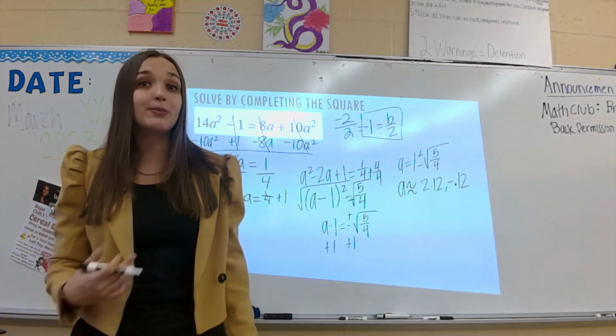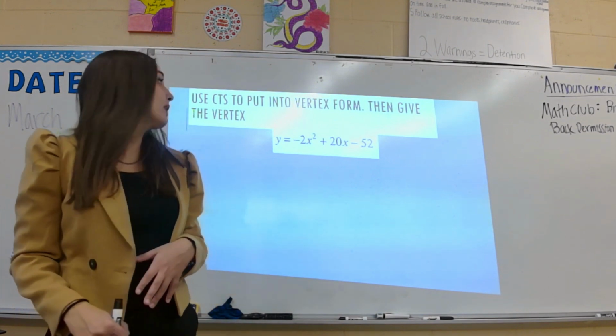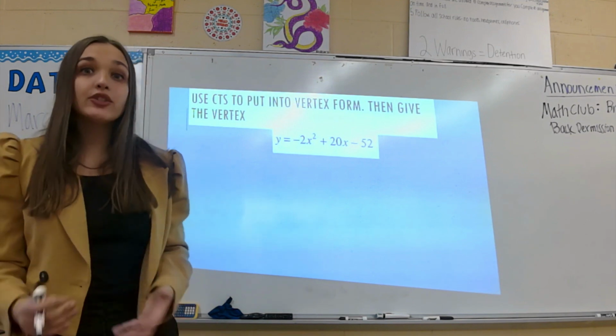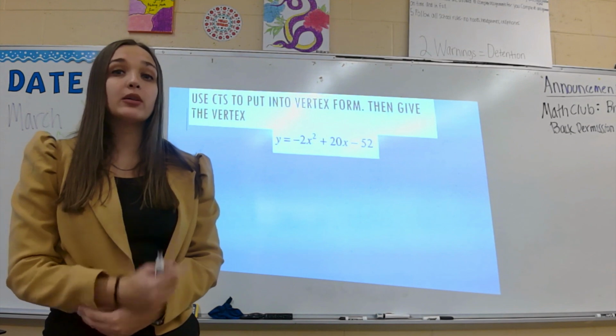Let's look at a problem where we're going to have to put an equation from standard form into vertex form using completing the square. So we have y equals -2x squared plus 20x minus 52. And this is our standard quadratic equation. We want to put it into vertex form using completing the square.